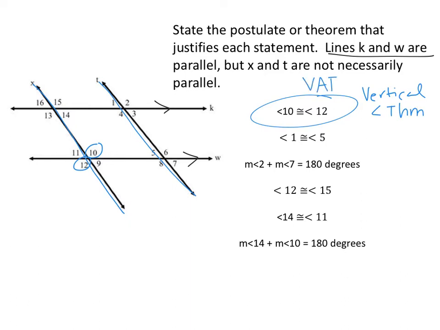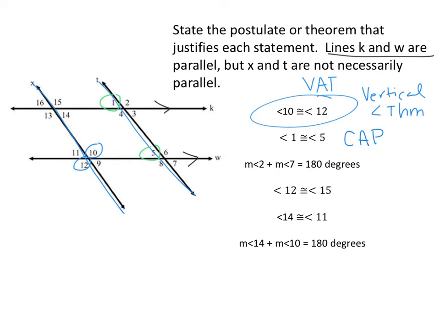Second one, why is angle 1 congruent to angle 5? So angle 1 and angle 5. Looking at just this transversal right here, angle 1 and angle 5 are corresponding angles. So by the corresponding angles postulate, CAP.